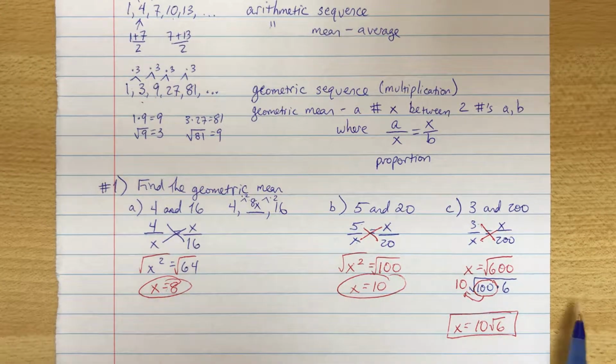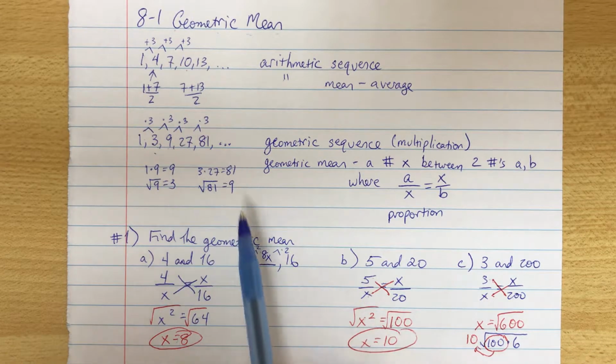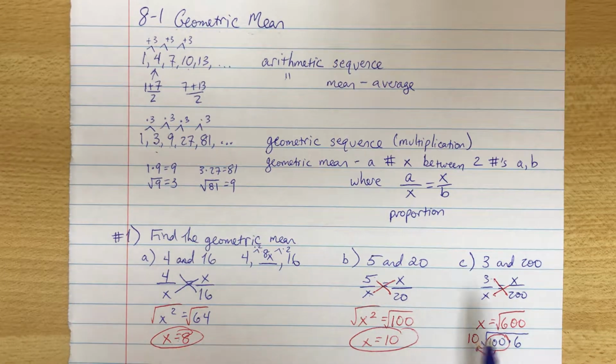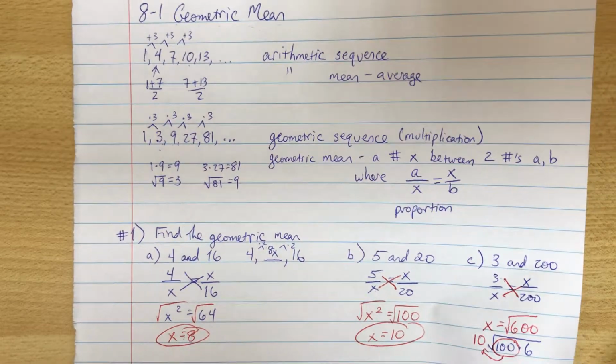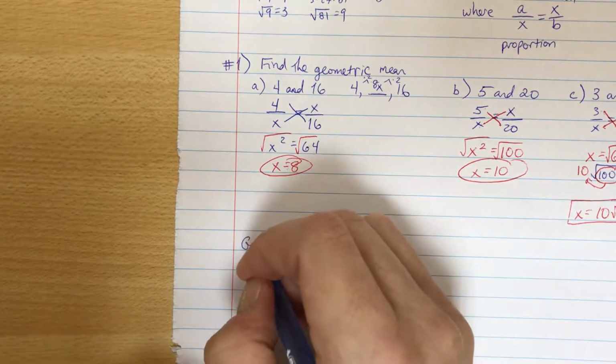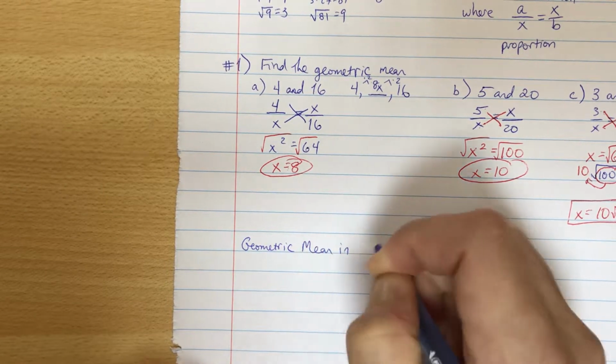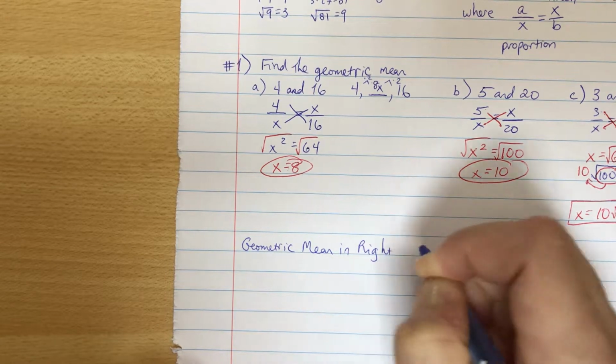Now, you might be thinking, well, this seems a little bit more like algebra, and where's the geometry in this? How are we going to use this? Well, in part 2 here, we're going to look at the geometric mean in right triangles.